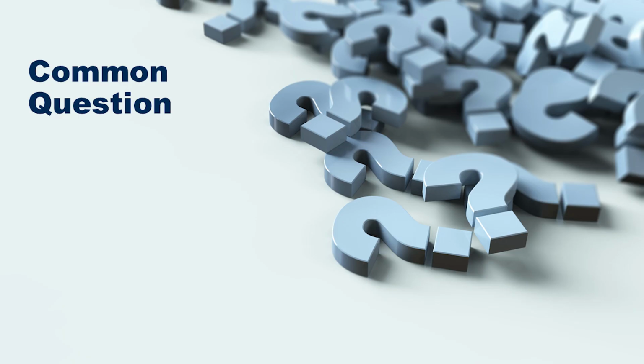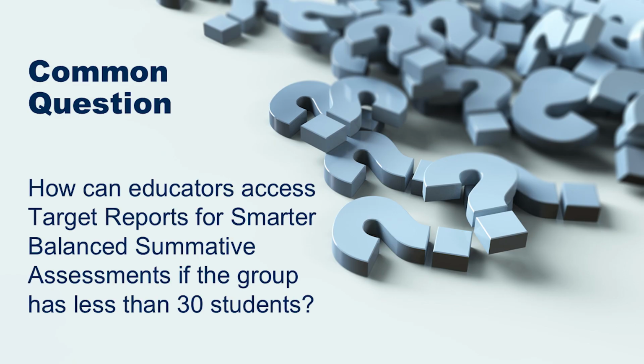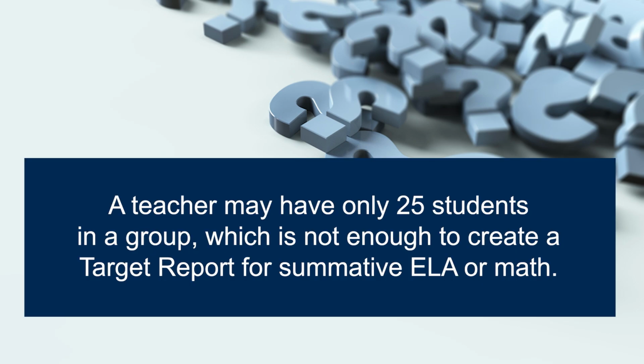A common question about results in CERS is, how can teachers access target reports for Smarter Balanced summative assessments if the group has less than 30 students? Since the target reports in CERS require a minimum of 30 students, teachers can create a custom group of at least 30 students to be able to access target reports. For example, a teacher may have only 25 students in a group, which is not enough to create a target report for summative ELA or math.